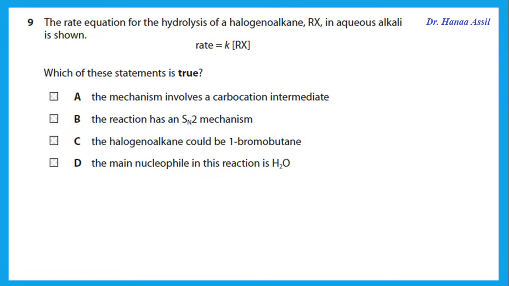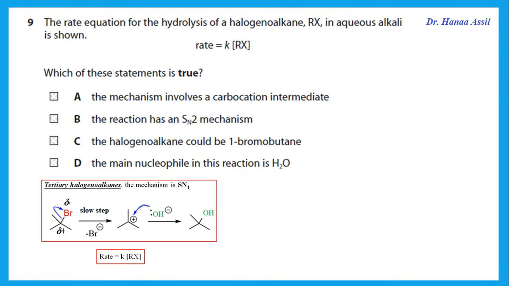The rate equation for hydrolysis of a halogenoalkane in aqueous alkali is shown. Which of these statements is true? So the rate is k times the concentration of the RX, and this is first order. Now, which of these could be true? Well, let's take a look at this. Remember that hydrolysis of a halogenoalkane can either happen using an SN1 mechanism, in which the halogen leaves, forming a carbocation, then the hydroxide attacks.